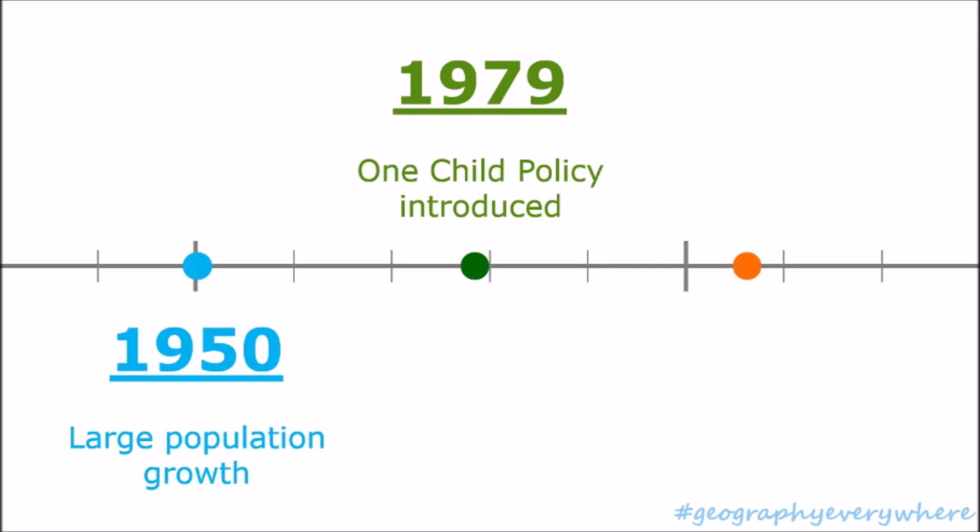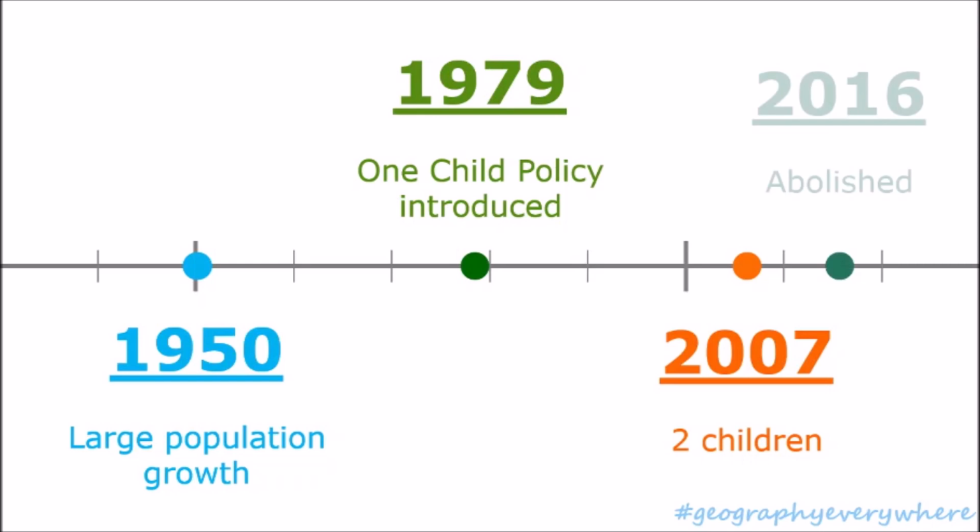The policy lasted for a number of years, but in 2007, they relaxed this policy, making it a two child policy and allowing parents to have two children. In 2016, this policy was abolished. So let's look at some of the benefits that this policy brought about.